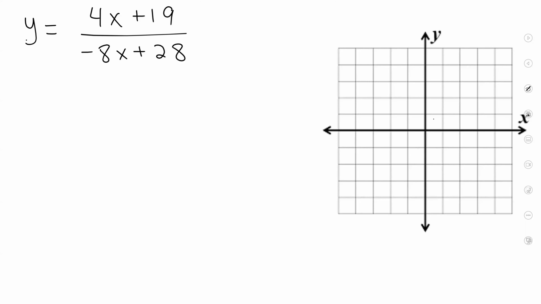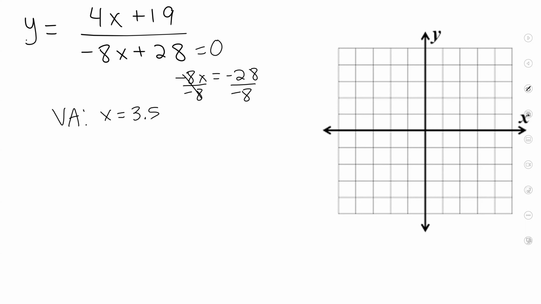To find the vertical asymptote, you set this equal to 0 and solve. So this is negative 8x equals negative 28. Divide by negative 8 and you'll get x is 3.5.